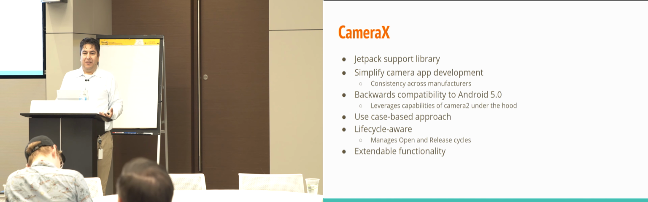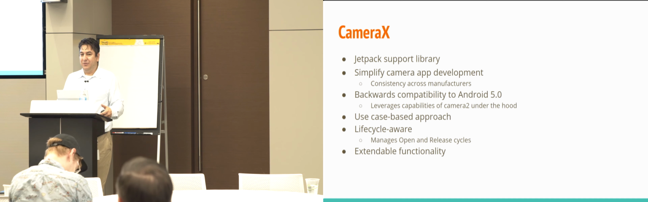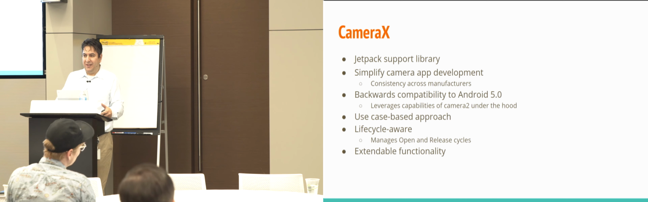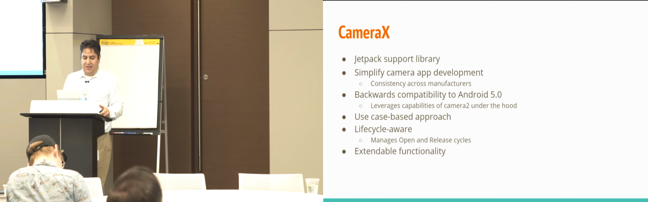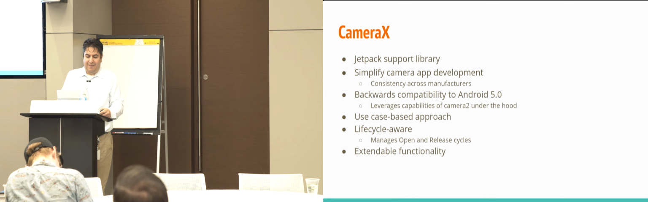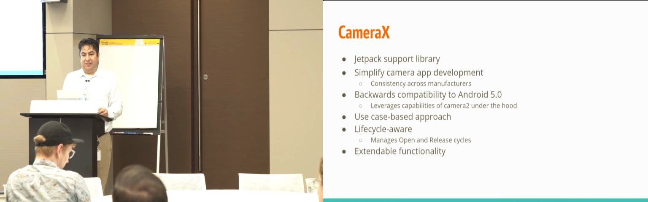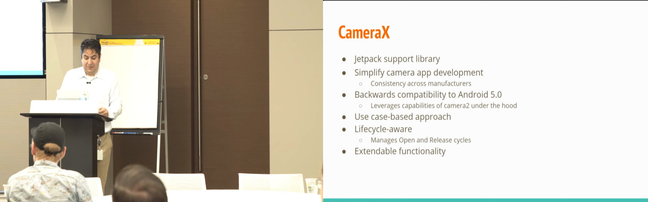The extendable functionality: because Camera 2 has such a verbose API surface, it allows you to add additional functionality from the vendor side, as well as as the OS upgrades. And this comes through in CameraX as well, with, again, some of the fun features and functionality and consistency you're expecting.